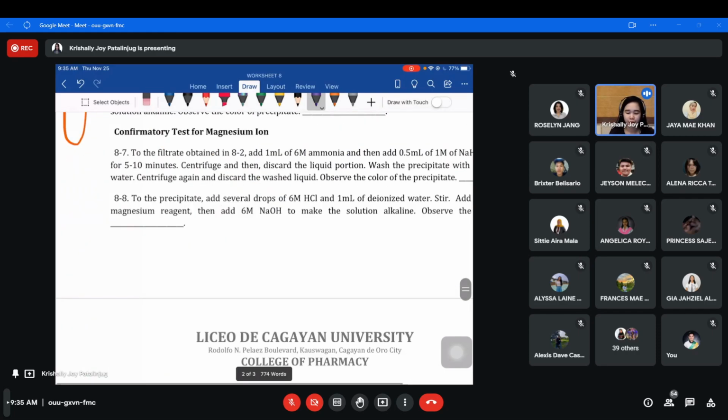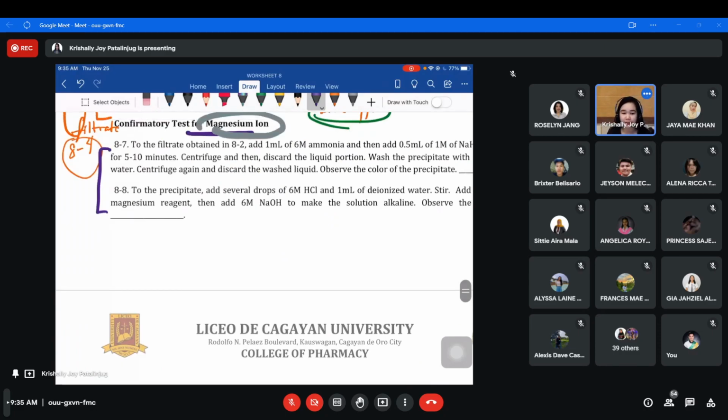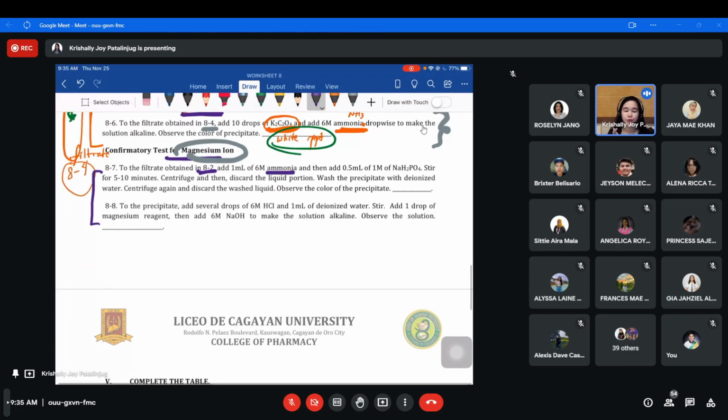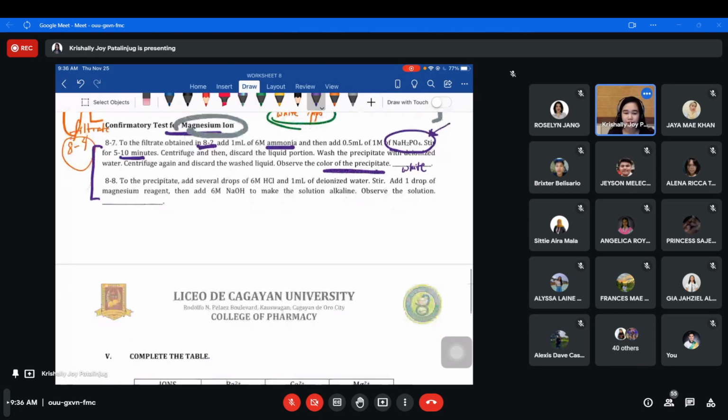So to confirm magnesium ion on that filtrate obtained from procedure 8-2, we simply add ammonia to make the solution basic and add the precipitating agent, sodium dihydrogen phosphate. Just observe later for the formation of precipitate. When a white precipitate forms upon addition of sodium dihydrogen phosphate to the filtrate containing magnesium ion, that is already a confirmatory test for magnesium ion.